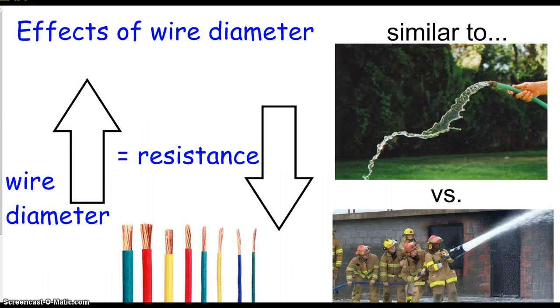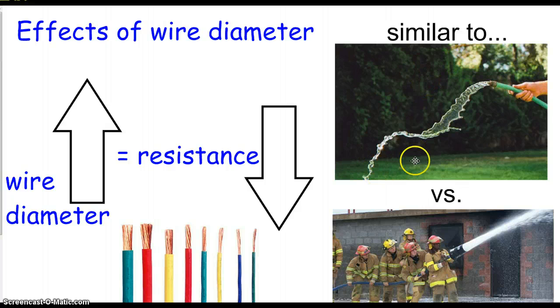Effects of wire diameter. Okay, you can have all different diameters of wire, basically like the thickness of the wire. Often the wire thickness is measured in gauge. Okay, so wire diameter. If wire diameter increases, the resistance decreases.